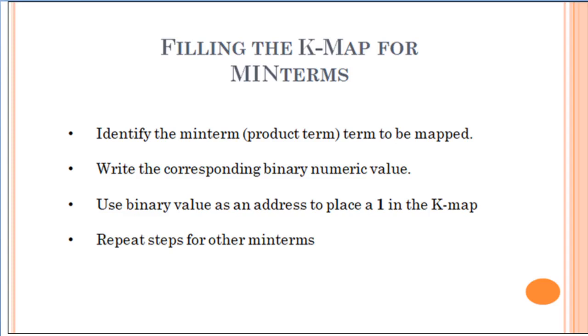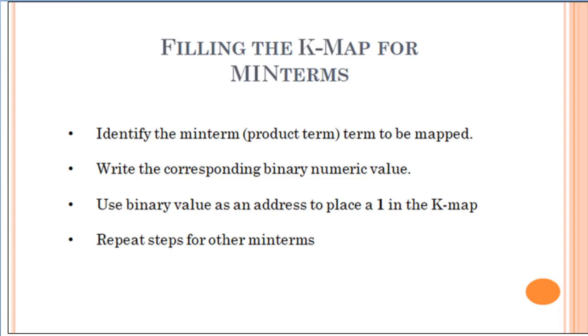That means firstly, if we want to fill the K-map for the min terms, we have to identify the min terms of a given function. Second, write the corresponding binary numeric value. Now use these binary values as an address to place a 1 in the K-map. Repeat these steps for other min terms.